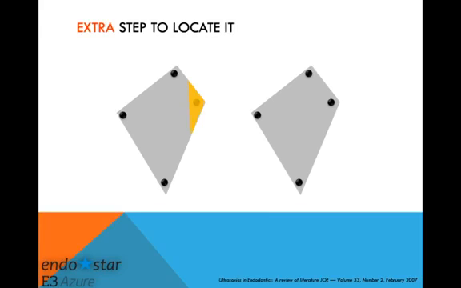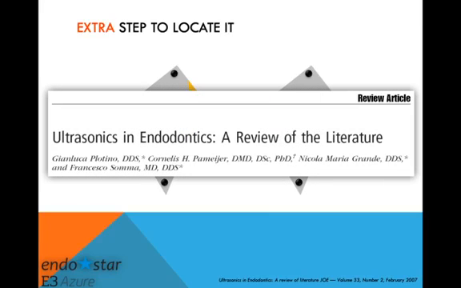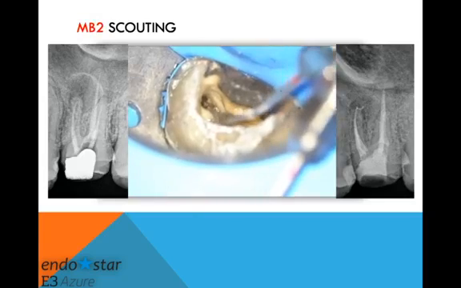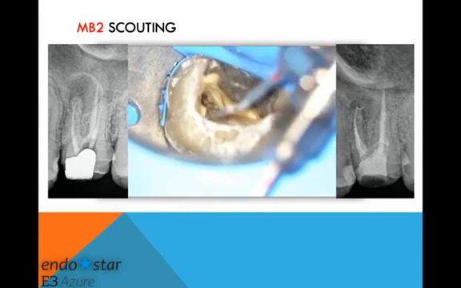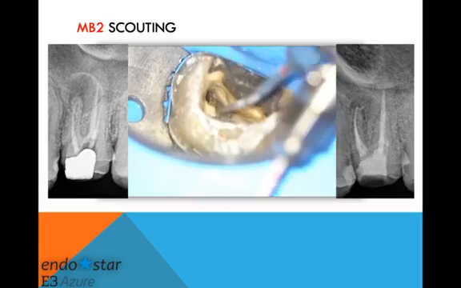So, in these cases, it is necessary that I trough this or I remove this small lip of dentine so that I can effectively locate the mesiobuccal 2 canal. Once I have located it, I can shape it, I can clean it, and then fill it. So the best method to trough or to remove this lip of dentine which is covering the mesiobuccal 2 canal is ultrasonics.